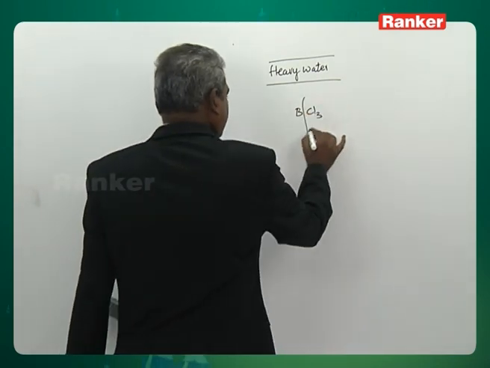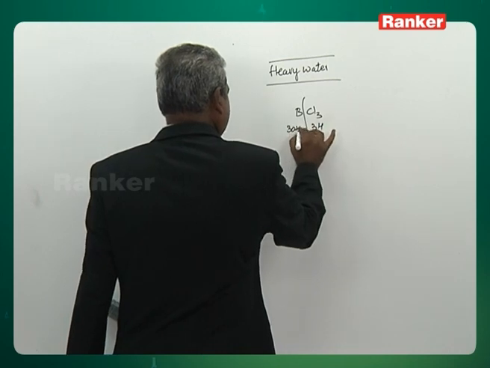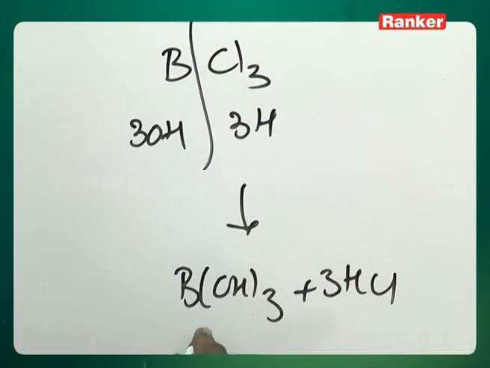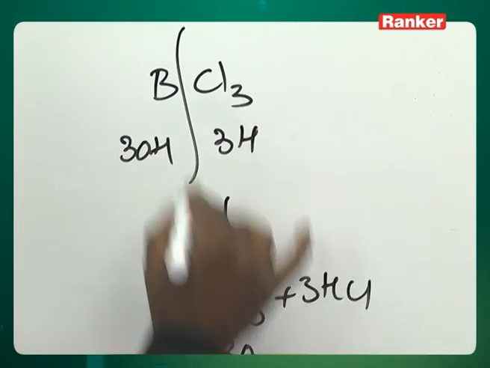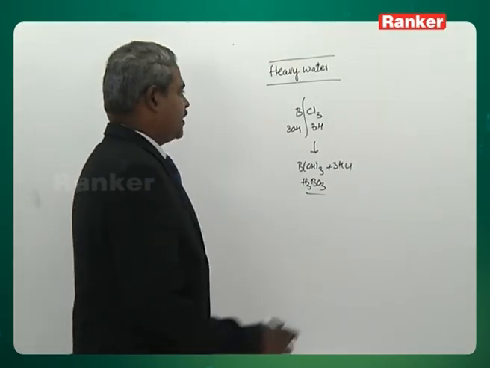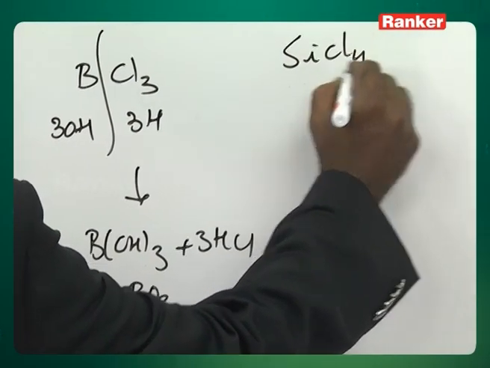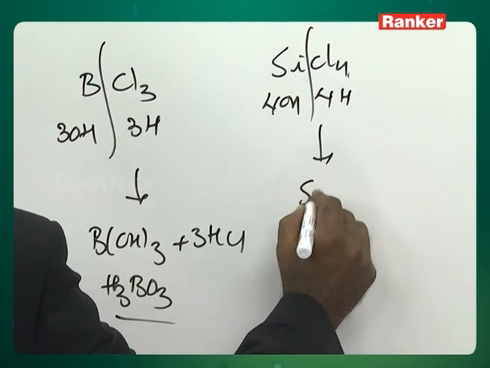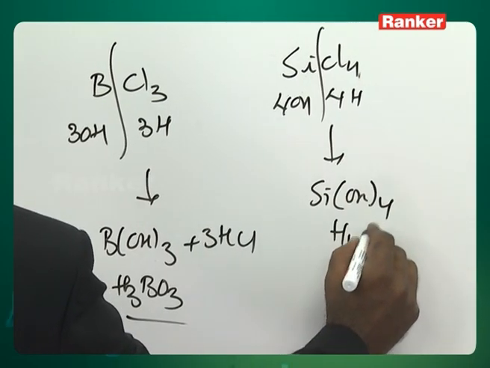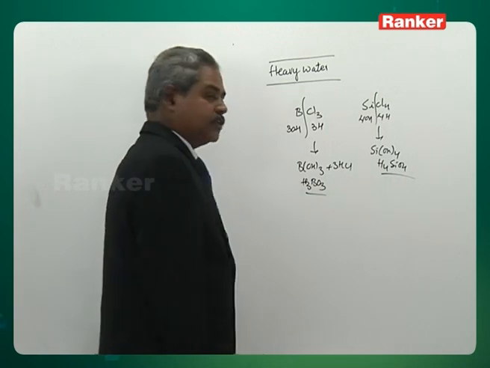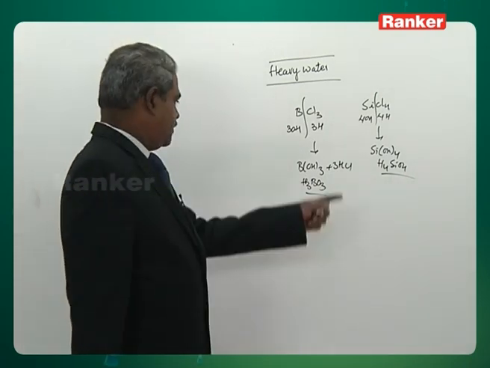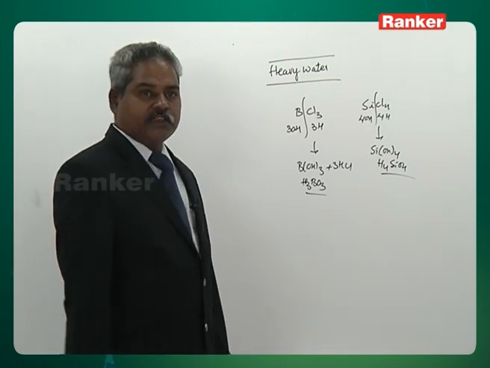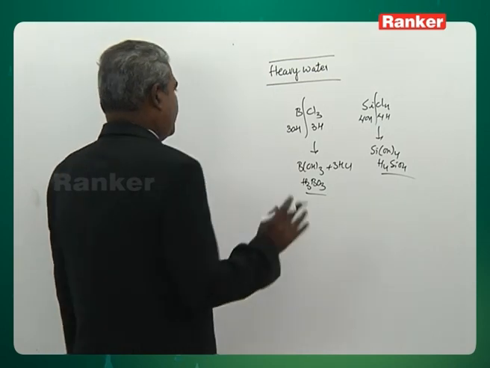BCl3, break the bond, 3H, 3OH. What will you get? B(OH)3 plus 3HCl. H3BO3, boric acid. SiCl4, break the bond, 4H, 4OH. You get Si(OH)4, which is H4SiO4, silicic acid. Boric acid, silicic acid. Just like that, BCl3, SiCl4, and you can have any number like this.